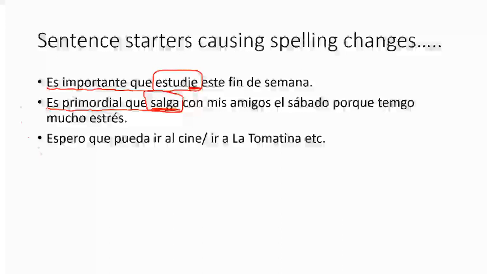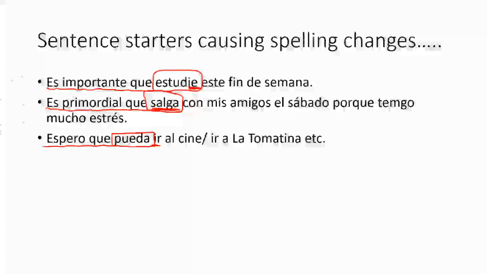And espero que pueda ir. I hope that. So again, this is looking forward to the future, to something that isn't definite. So espero que pueda ir. I hope that I should be able to go. And you can go anywhere: al cine, ir a la Tomatina, wherever you want to go. Okay? So if you can manage to get one of those in, if you want to pick one, es importante que, es primordial que, and espero que.